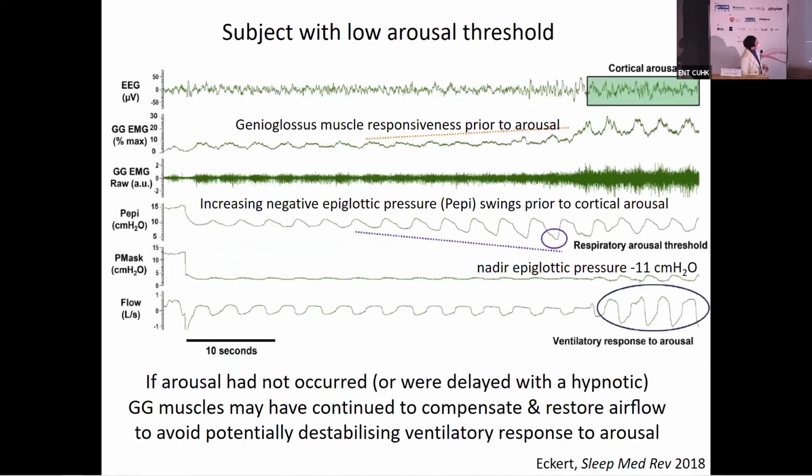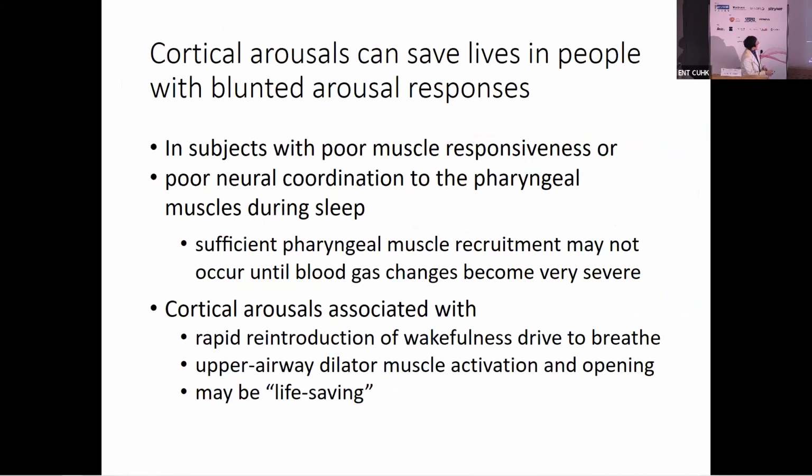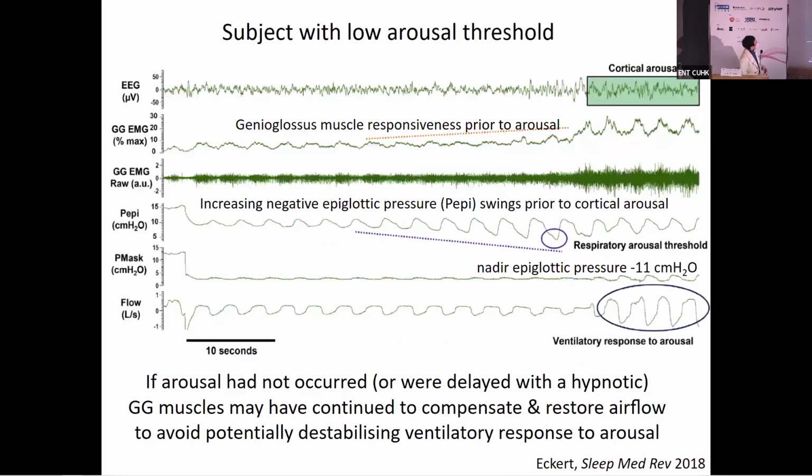So this is a patient with a low arousal threshold. You can see that with a drop in pressure, there's increasing negative epiglottic pressure swing before the patient gets aroused. So if the arousal had not occurred, the genioglossus would have been working hard. The muscles have been working hard. It may have continued to compensate or restore without really causing this cortical arousal, depending on muscle responsiveness.